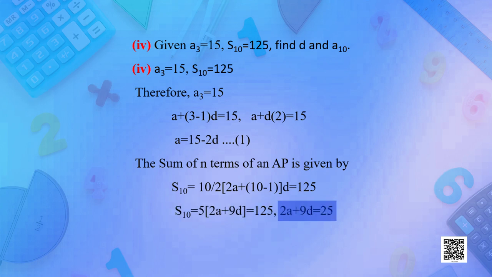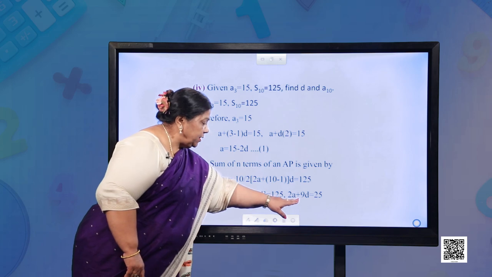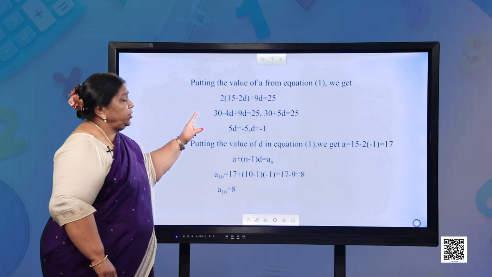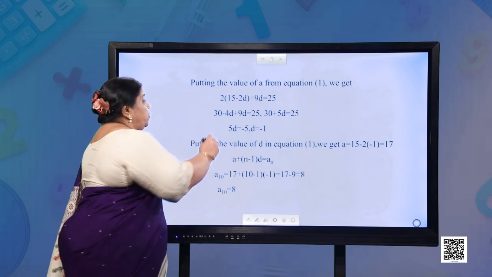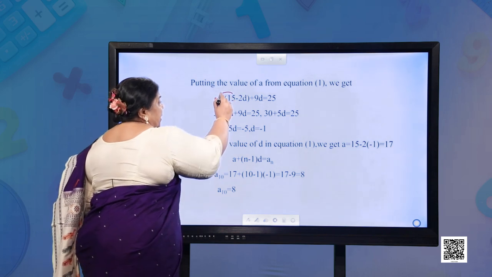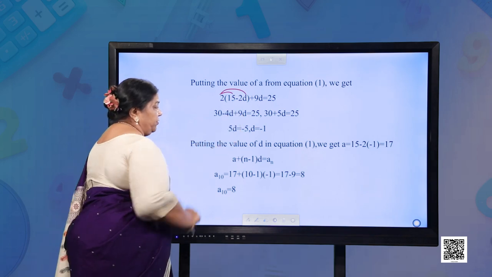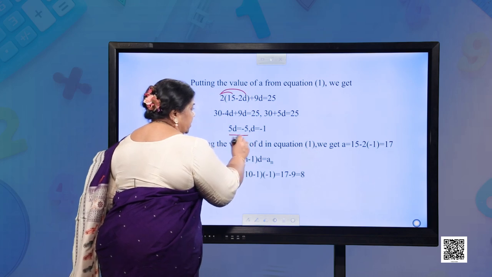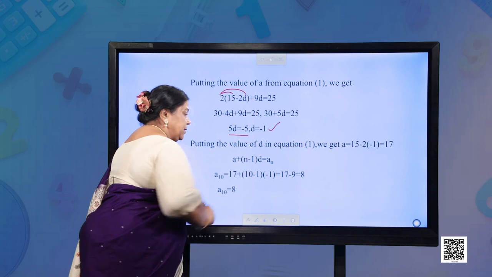That gives us 2A plus 9D is equal to 25. Now, let us make use of the first equation and substitute in this and find out the value. Here, 2 into 15 minus 2D plus 9D is equal to 25. Now, 2 into 15 is 30 and 2 into 2D is minus 4D, plus 9D is equal to 25. So, 30 plus 5D is equal to 25 gives us 5D is equal to minus 5, or D is equal to minus 1.